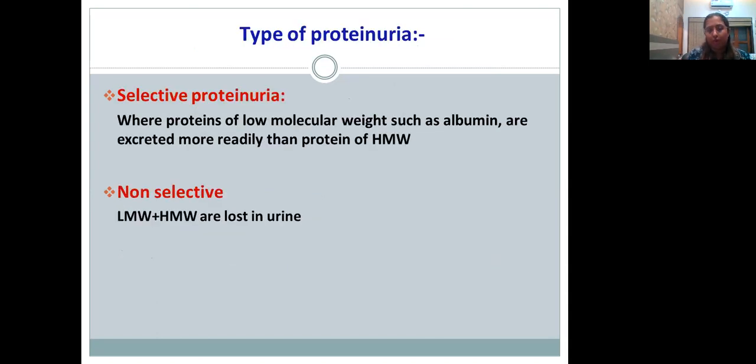Now coming to the type of proteinuria. It could either be a selective type of proteinuria or non-selective. What do we mean by that? Selective proteinuria is where proteins of low molecular weight like albumin and transferrin are excreted more readily. So it is selecting only the low molecular weight ones. Whereas non-selective is when both low molecular weight and high molecular weight proteins are lost in urine. Examples of high molecular weight proteins are globulin and IgG.